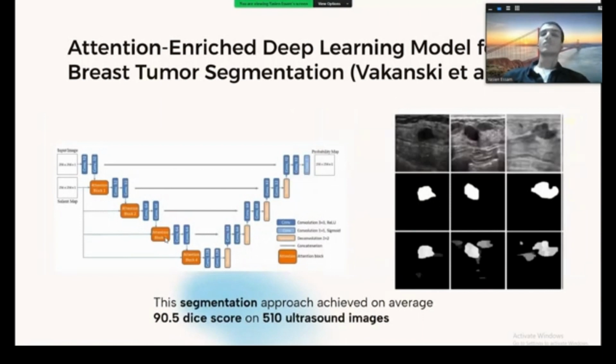Also, an attention-enriched deep learning model proposed a new approach, which is the saliency map, as you can see here in the last image. A saliency map refers to an image map containing the areas of interest that are more likely to attract the radiologist's visual attention. Here we can see that it's basically a U-Net, but with an additional attention block containing the saliency map. This segmentation approach achieved a very high result, an average of 90.5 dice score, but also on a very small dataset containing 510 ultrasound images.